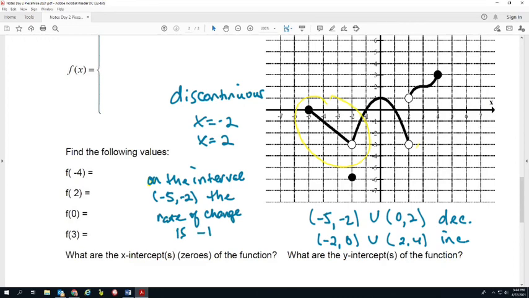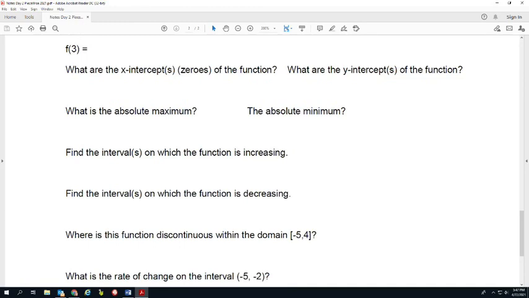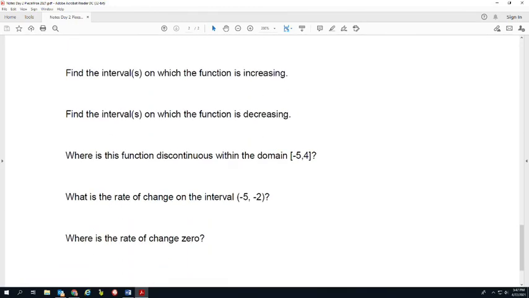All right, and then it asks on the very last question, where is the rate of change 0? So the rate of change is going to be 0 anywhere it levels off. Like right here it levels off, and right here it levels off. And so those x values are right here at 0 and then right here at 3. So I'm going to scroll that down real quick. So where the rate of change is 0 would be at x equals 0 and at x equals 3.